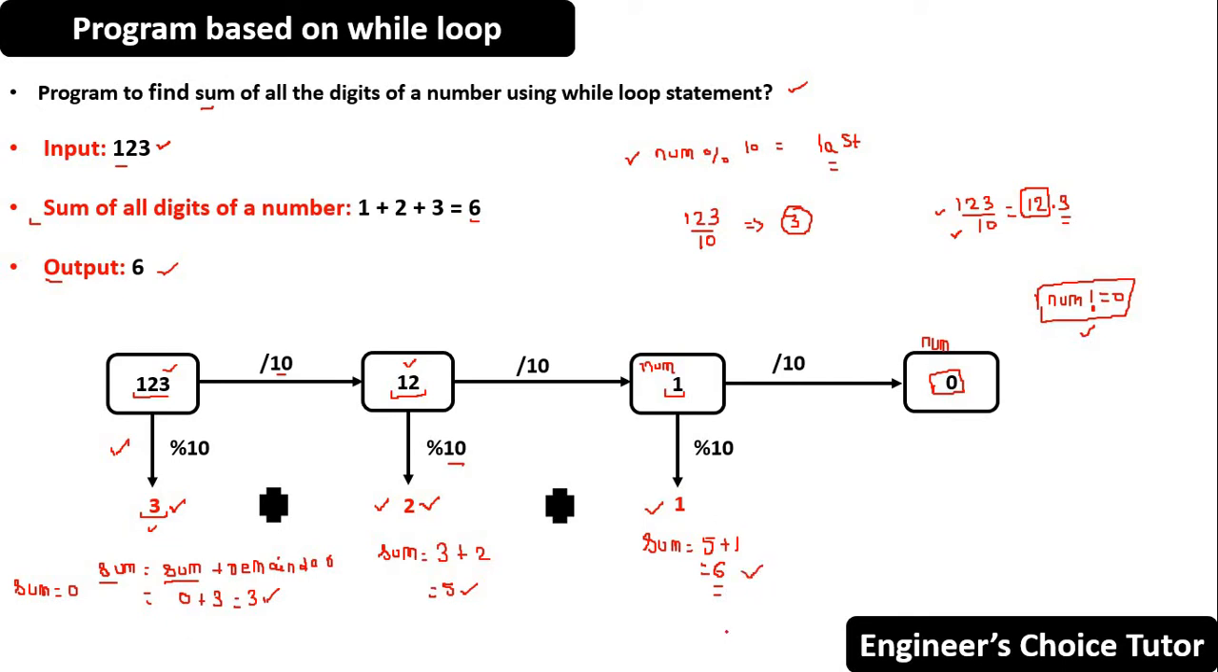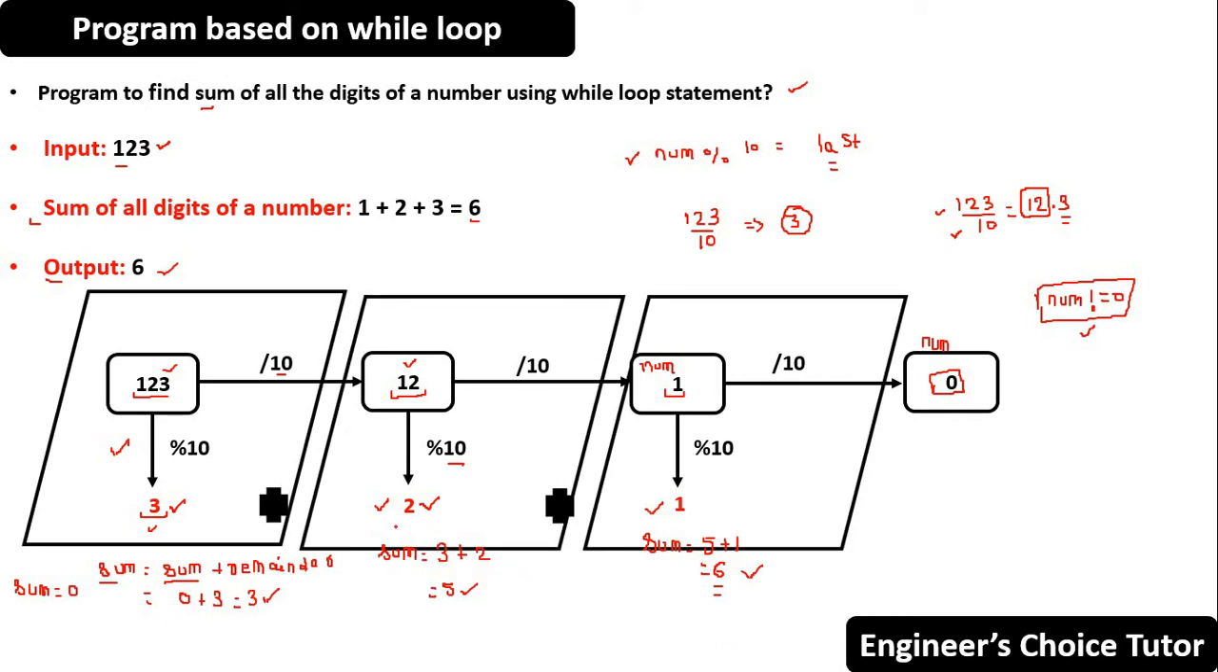I showed you. So what is the first iteration? This is the first iteration, right? And what is the second iteration? This is the second iteration. What is the third iteration? This is the third iteration, doing a modulo operation and a division operation.